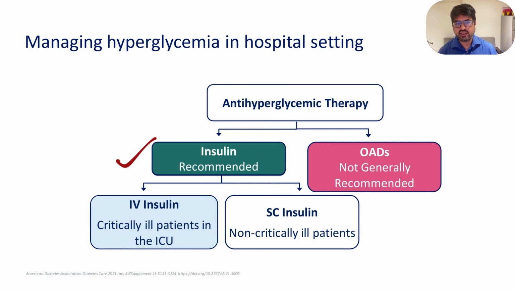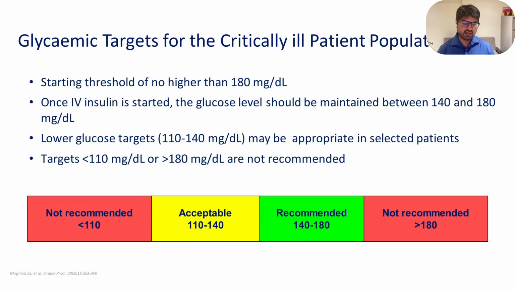Now, when we use insulin in an ICU setting, in a critically ill patient, you use IV insulin, whereas in a non-critically ill patient, you use subcutaneous insulin. I think this is very simple and easy to understand, right? So these are standard guidelines. Okay. Now let's look at how you treat a patient in an ICU setting, a critically ill setting.